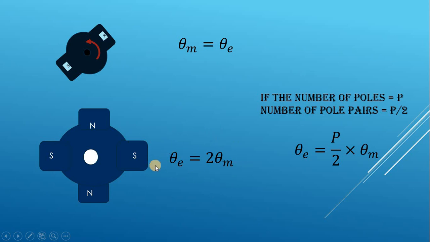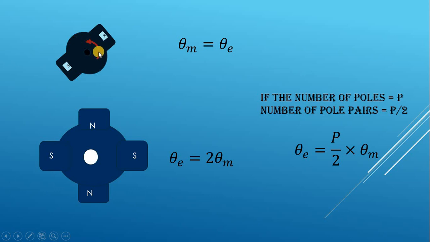So we can generalize the case. If the machine is a p-pole machine, that is number of poles equal to p, P may be 4, 8, 16 or anything. Then the number of pole pairs is p by 2. So theta electrical will be number of pole pairs into theta m.